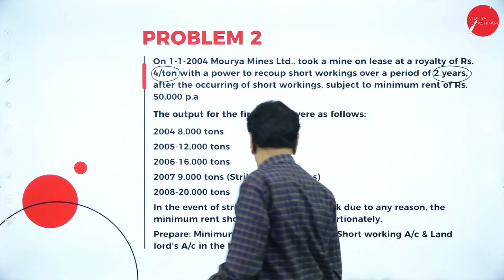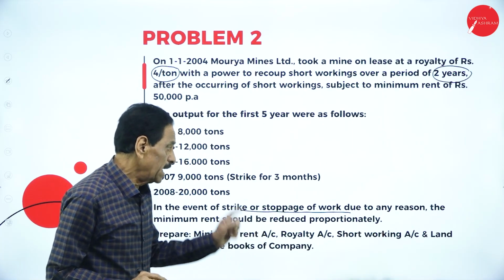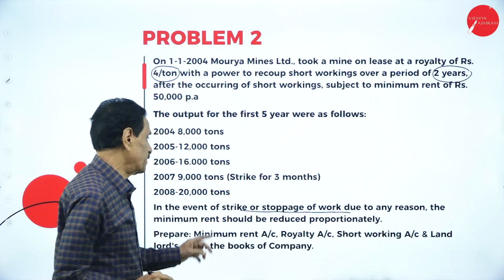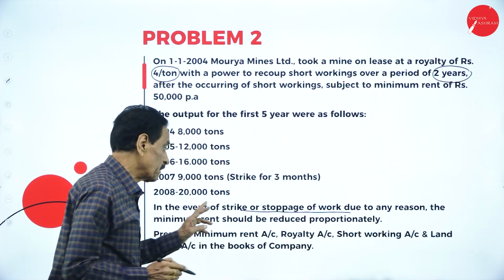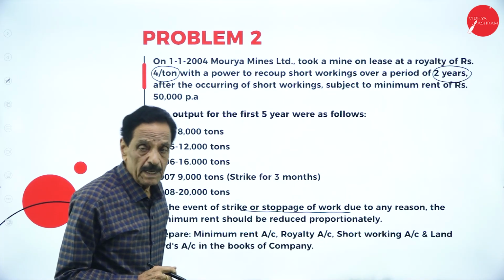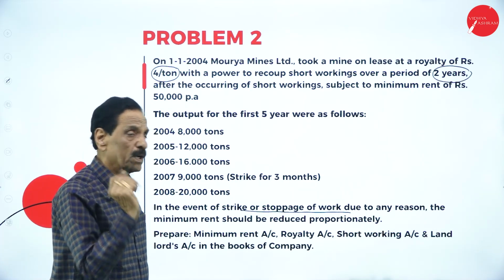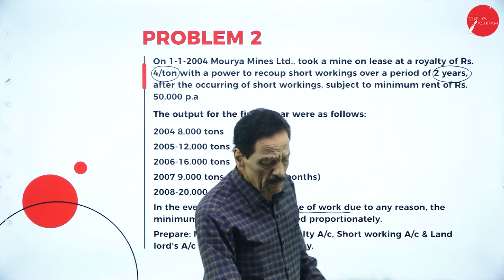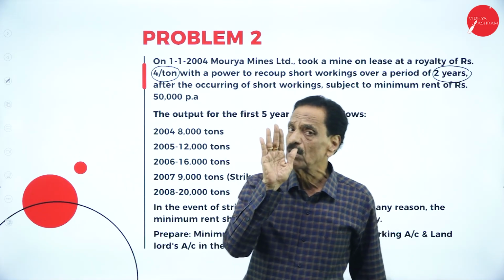In the event of strike or stoppage of work due to any reason, the minimum rent should be reduced proportionately. So the minimum rent is only for 3 months strike, means the output is only for 9 months. That means you have to work out your minimum rent for 9 months only. Prepare. So before going to the problem, we are doing it in the books of, let's see.